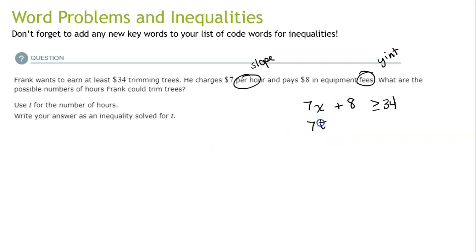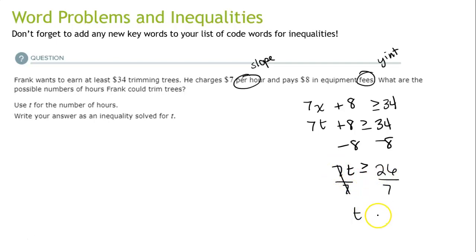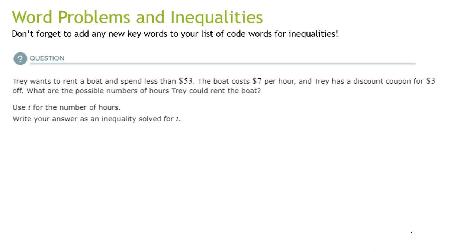Looks like they wanted us to use t, so let's replace x with t. We're going to subtract 8 from each side, so 7t is greater than or equal to 34 minus 8, which is 26. Divide by 7 on both sides. This does not come out evenly, which is okay. So t is greater than or equal to 26 divided by 7. You could just leave it as a fraction, or you could say that t is greater than or equal to 3.7.